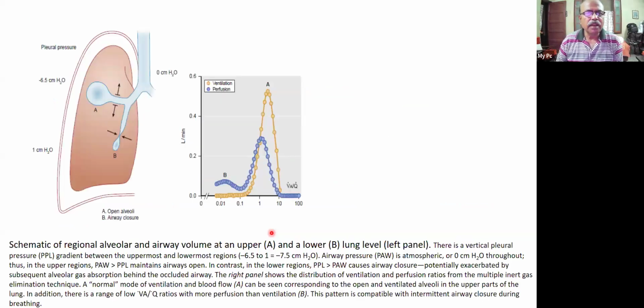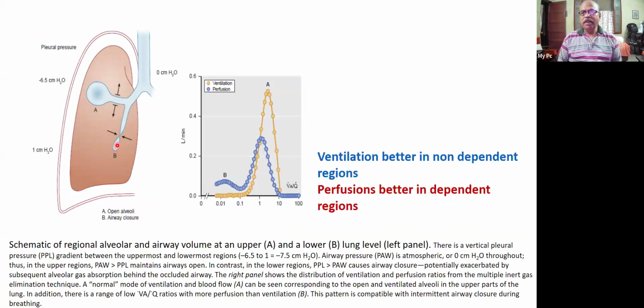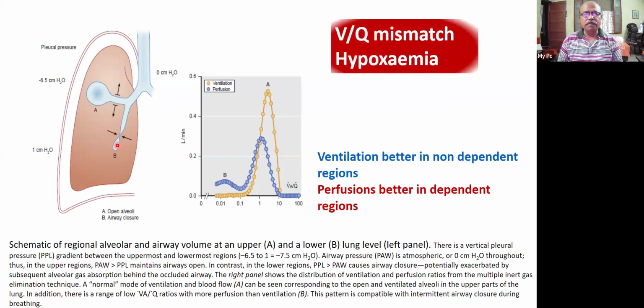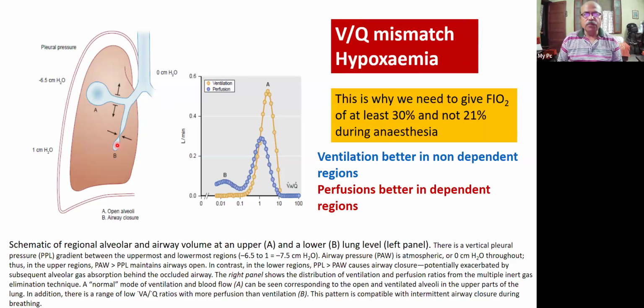And you can see in the lower region the airways are getting closed and the gas will be absorbed. So there is more atelectasis in the dependent portion of the lungs. So what is happening? Better ventilation in the non-dependent region and better perfusion in the dependent region, and therefore we have a VQ mismatch which leads to hypoxemia. And that is why when we give anesthesia, we need to give at least 30% oxygen and not 21% during anesthesia.